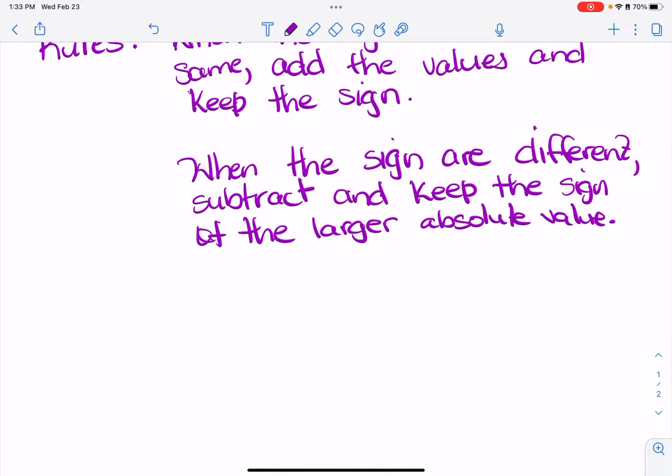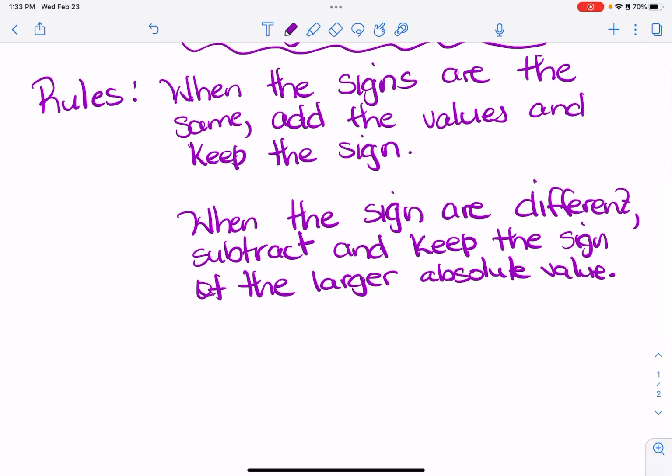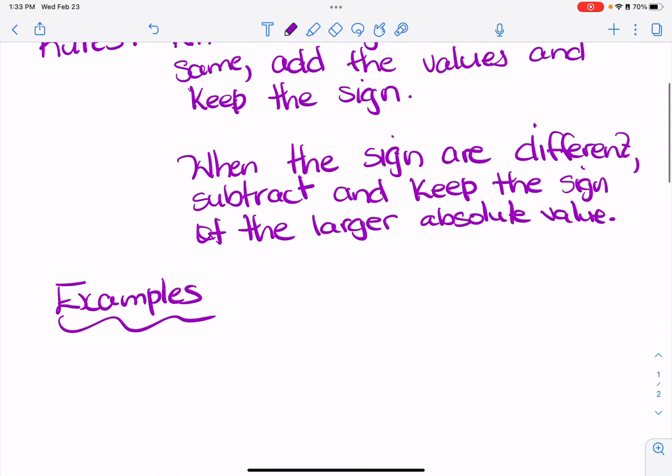So let us look at when we're adding and the signs are the same. Let's look at some examples. So take for example 17 plus 4. Notice that I have both positive numbers. So add them. 17 plus 4 is 21, and I keep the sign because they're both positive.